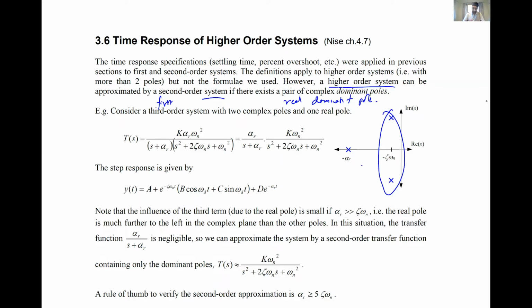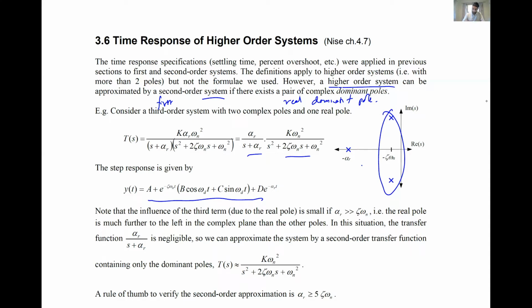Now, if we look at the transfer function, which appears something like this, we end up having terms corresponding to each of the poles. If we look at the step response of these poles, we end up having a response which generally will look something in this form. So it will be some constant term. It will have some exponential term which corresponds to how fast the decay of the complex poles happens, times sine and cosine terms, plus some exponential terms corresponding to poles which are further away from the imaginary axis.